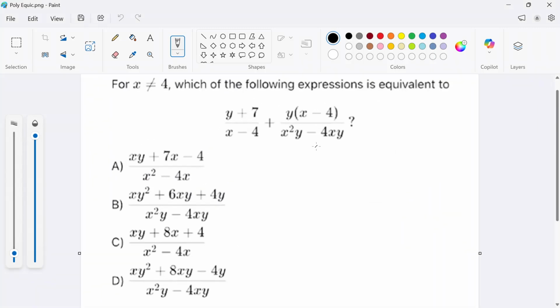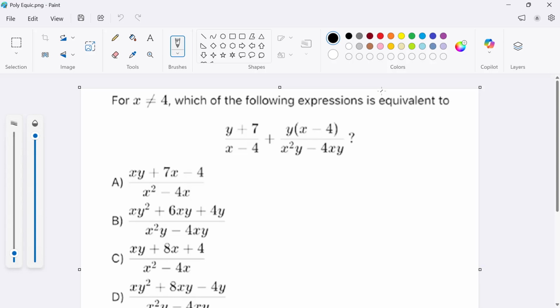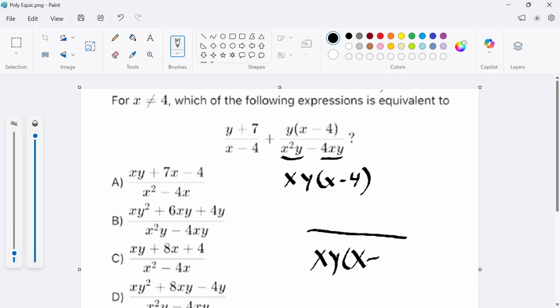This one might be faster just to do by hand. I'll show you how to do it by hand, and then I'll show it on Desmos. I'm adding fractions here. So notice under here, I can factor out xy, and that leaves in parentheses, x is what's left there, minus 4.